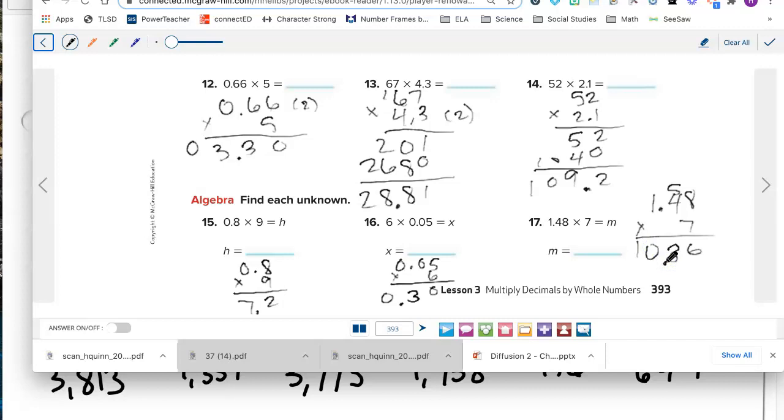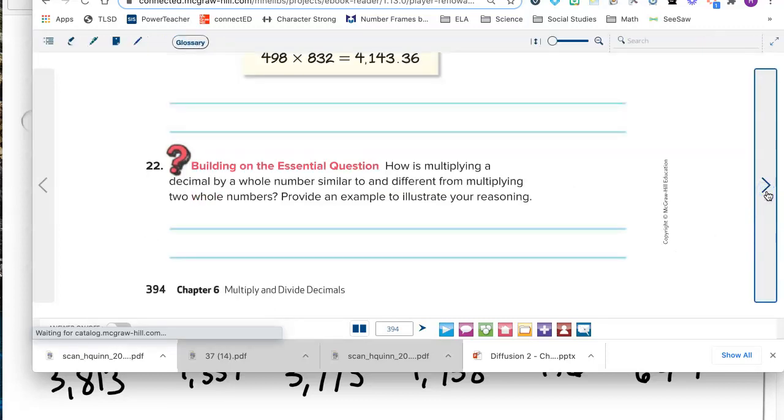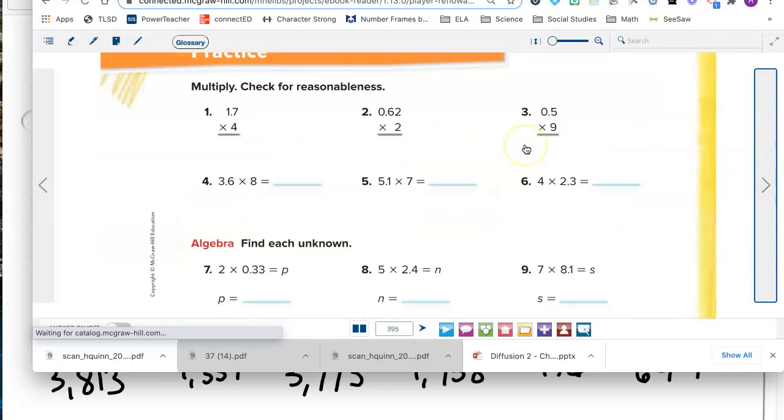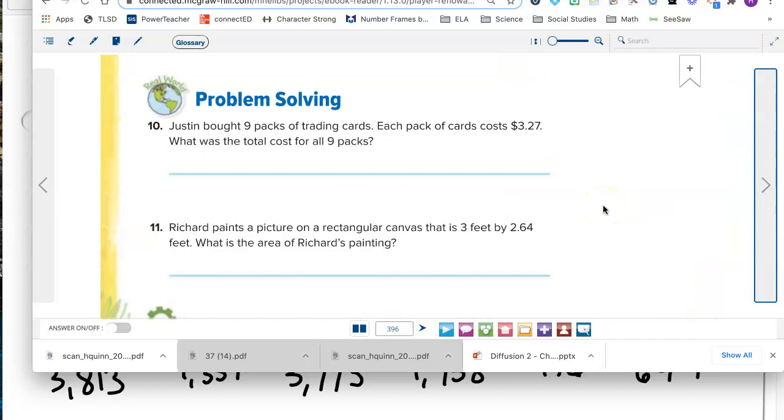Okay, so hopefully you've unpaused it and you understand how I got my answers. If you don't understand something, please let me know. We're going to skip 394. We're going to go to my homework page. You're going to do the front, 395, and the back. So you're going to do all of 395 and all of 396.